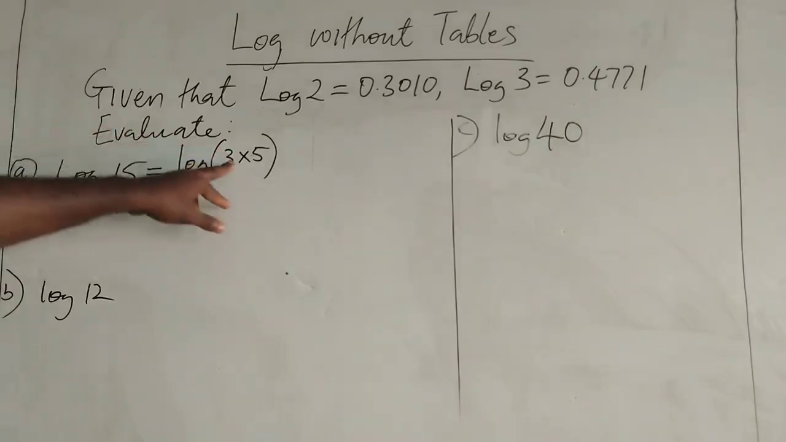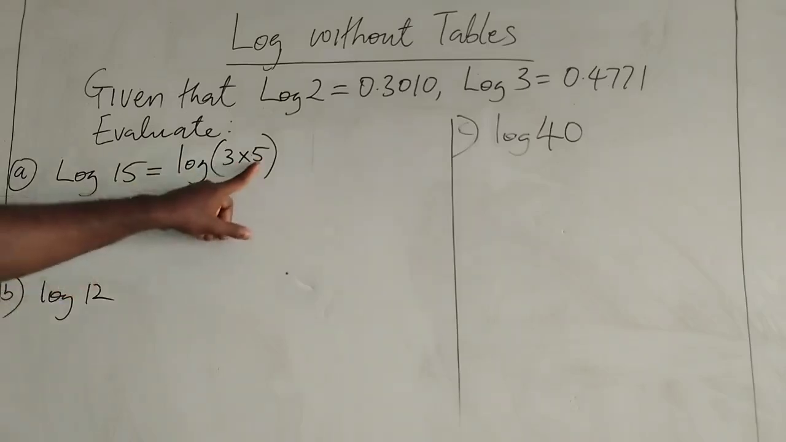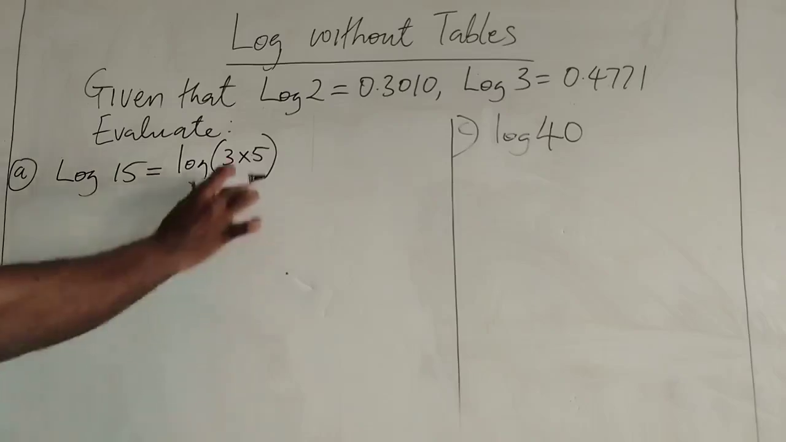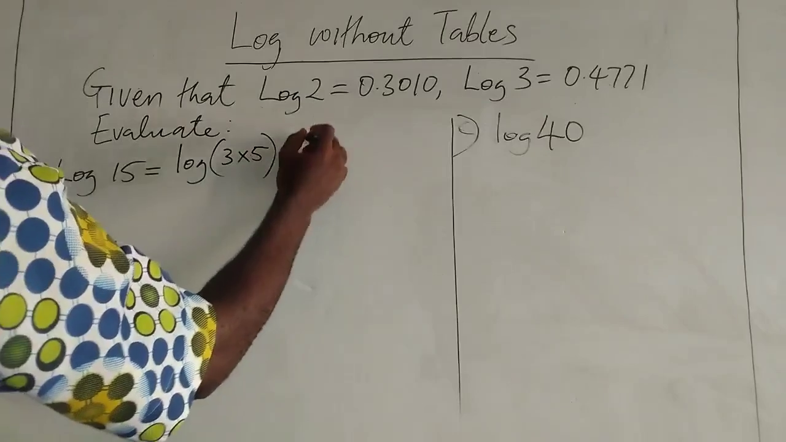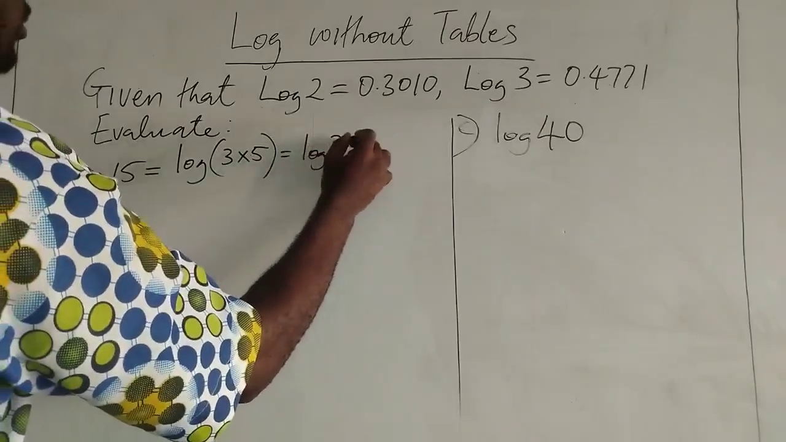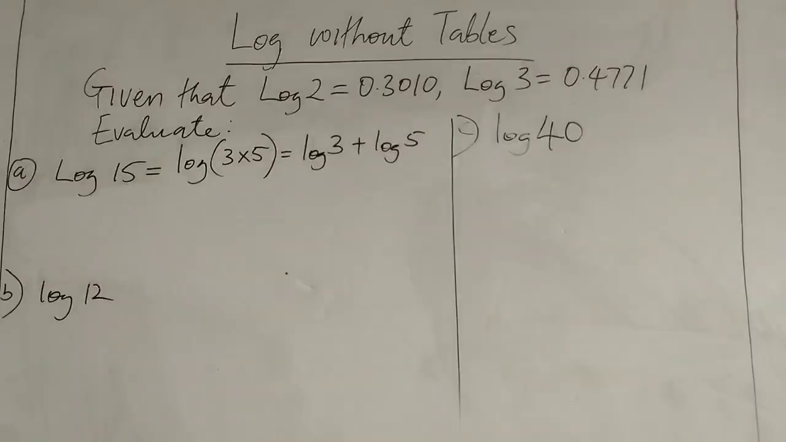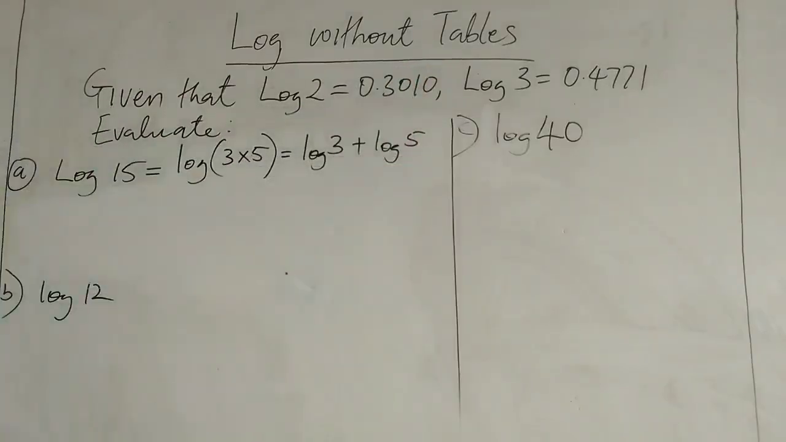We are given log 3, but we are not given log 5. What do we do? You need to bring in an equivalent of 5. Applying the laws of logarithm, we'll have log 3 plus log 5. And I said log 3 is given, but log 5 is not given. You bring in the equivalent of log 5.